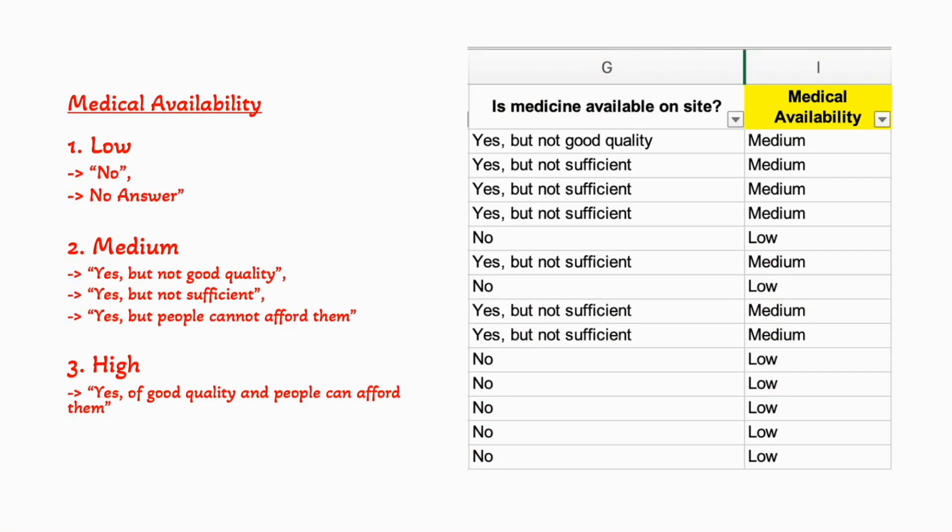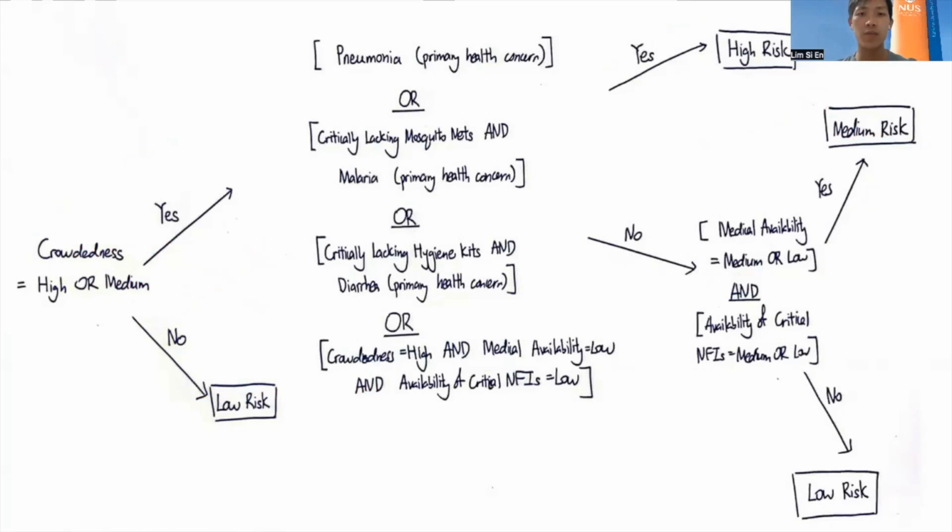Before explaining the classification model, we also considered medical availability, given that this is strongly correlated with the amount of medical aid required. We consider unavailability of medicine as low, questionable availability as medium, and availability that comes with quality, quantity, and affordability as high. Let's now look at the model.